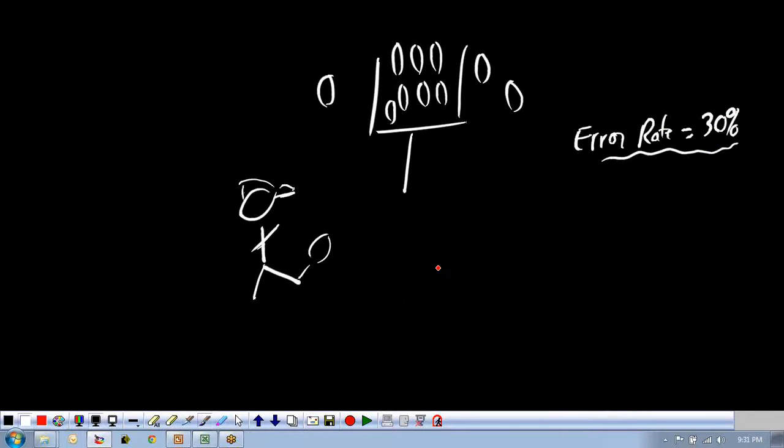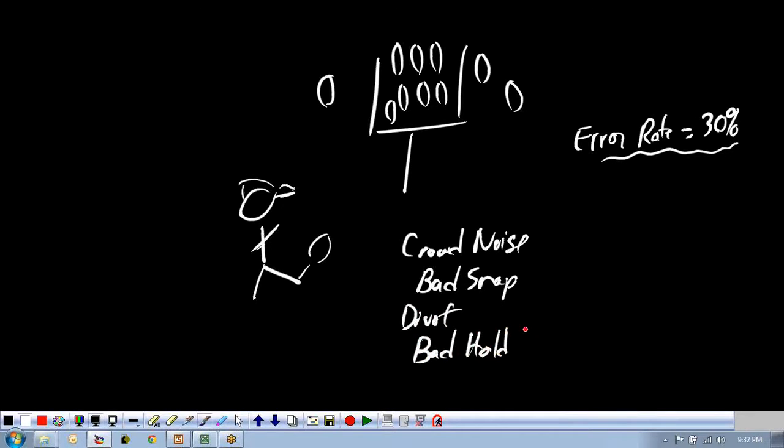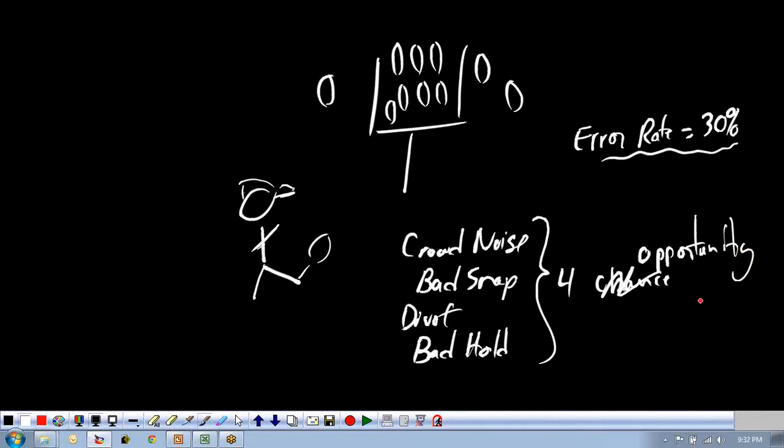If we were trying to define the number of chances for errors, we might say there could be a problem with crowd noise, or it could be a bad snap, or it could be a divot in the field, or bad playing conditions like that, or it could be a bad hold, and so forth. Now let's suppose we just defined 4 chances for error per kick, or 4 opportunities. Let's use the opportunity language here. 4 opportunities per kick.